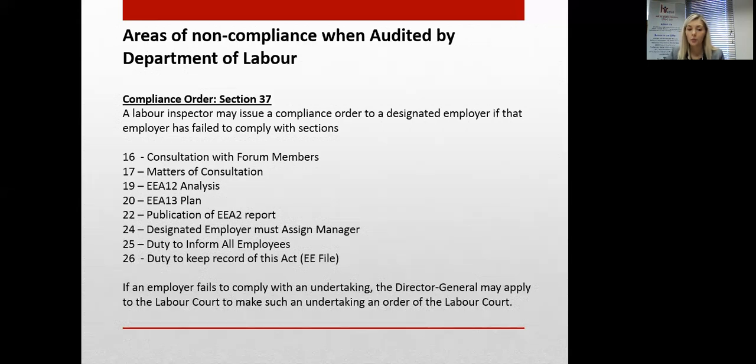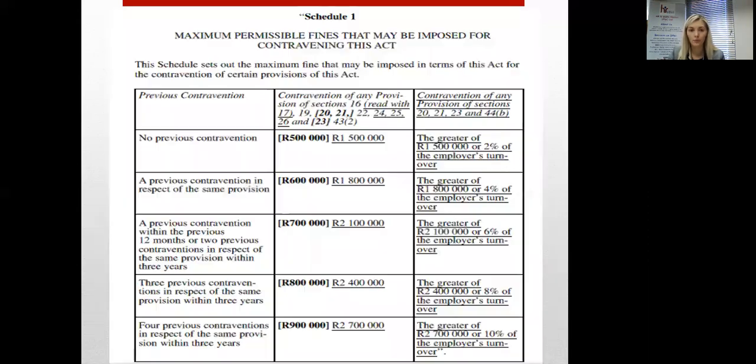24, designated employer must assign an EE manager. 25, duty to inform all employees. 26, duty to keep record of the act, which is your EA5 as well. Your EA file. If an employer fails to comply with the undertaking, the Director General may apply to the Labour Court for such an undertaking and order of the Labour Court.